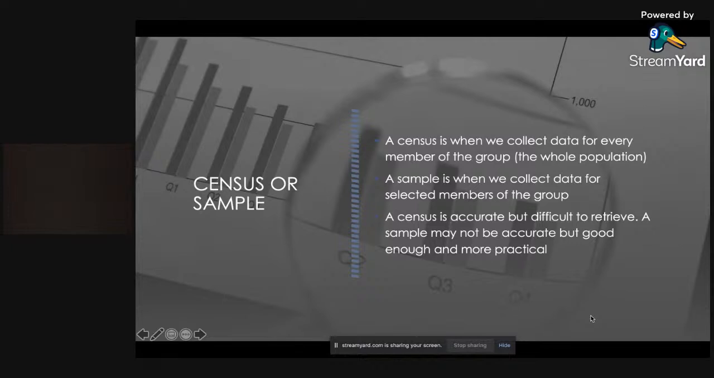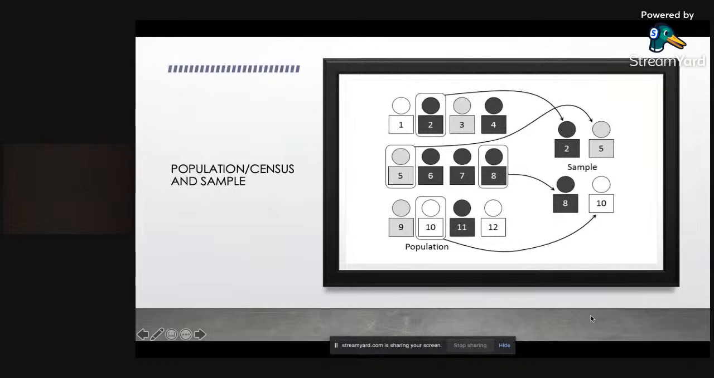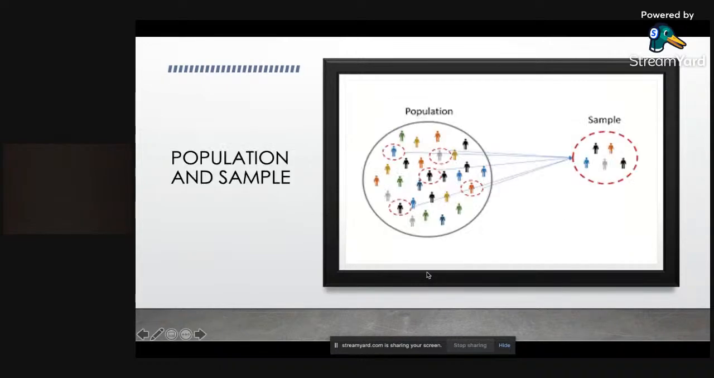And the sample is when we collect data for the selected members of the group. The census is accurate but difficult to retrieve. A sample may be accurate but good enough and more practical. So what is the distributed population example? If you can see here, this is the whole population, 1, 2, 3, 4 until 12, and this is the sample. Basically, we don't take every item in the population, so we just take a sample out of it to represent the whole population.